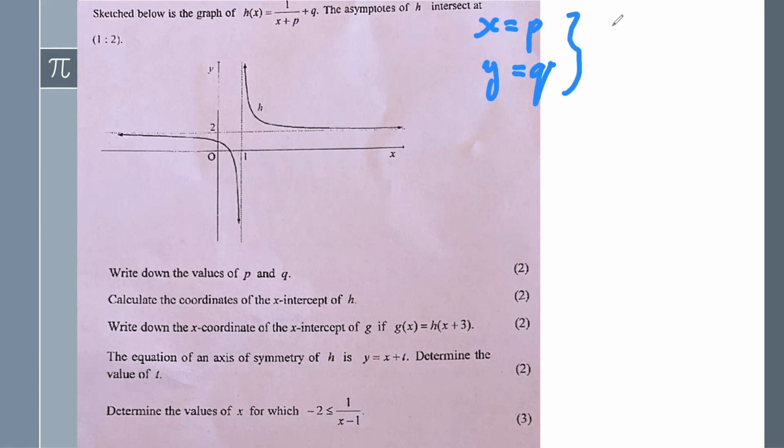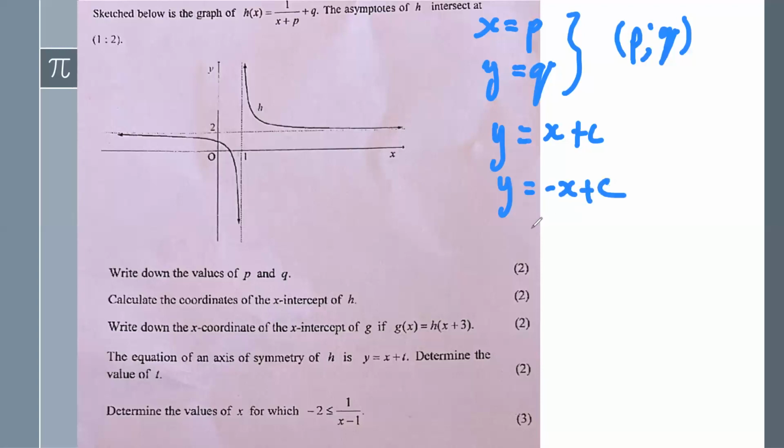And we know also that these asymptotes intersect at the coordinate (p, q). The other thing that we know is that the hyperbola has axes of symmetry. One has a positive gradient and the other has a negative gradient. The axis of symmetry with the positive gradient has a gradient equal to 1, and it's a straight line of that form, and the other will have the one in that form.